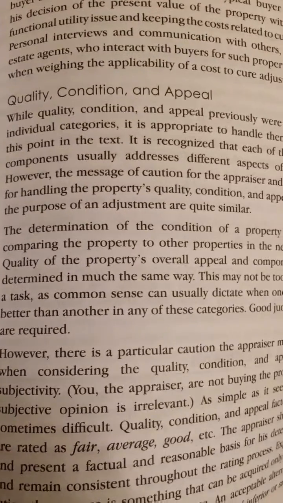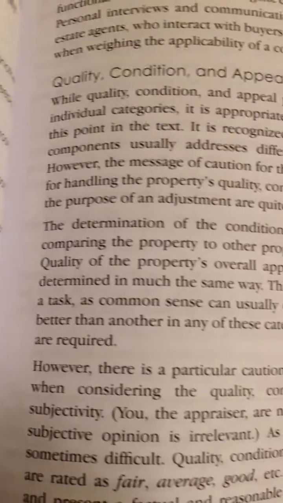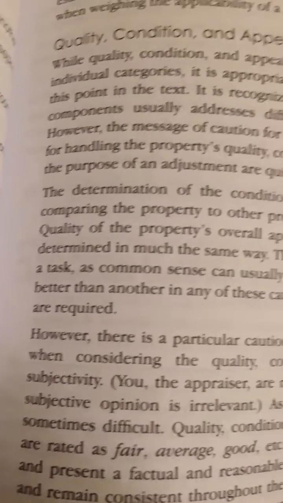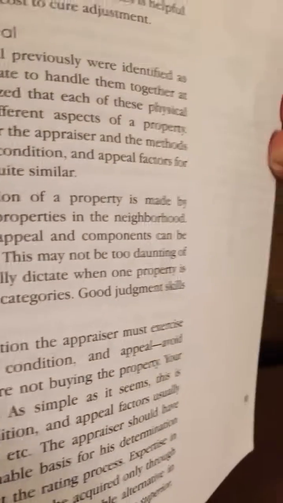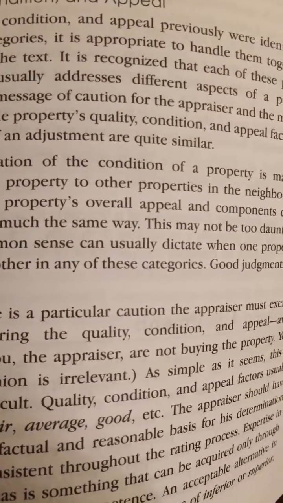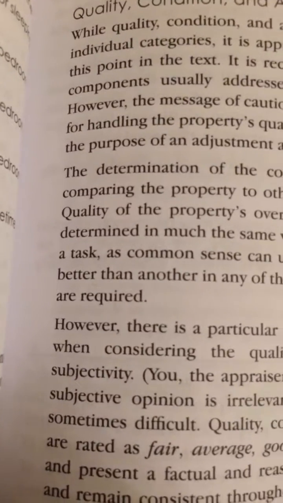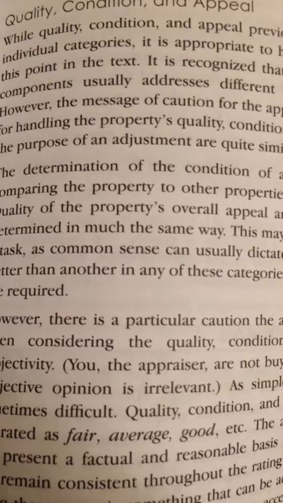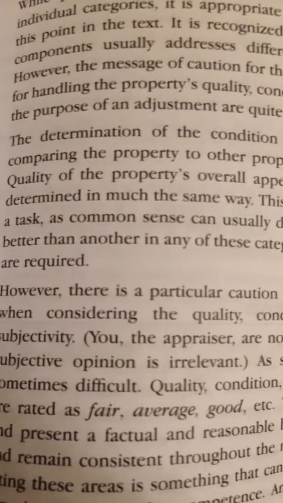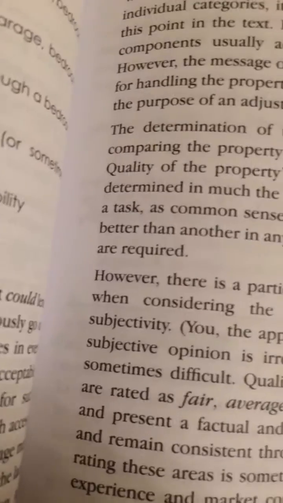The determination of the condition of a property is made by comparing the property to other properties in the neighborhood. Quality of the property's overall appeal and components can be determined in much the same way. This may not be too daunting of a task, as common sense can usually dictate when one property is better than another in any of these categories. Good judgment skills are required.